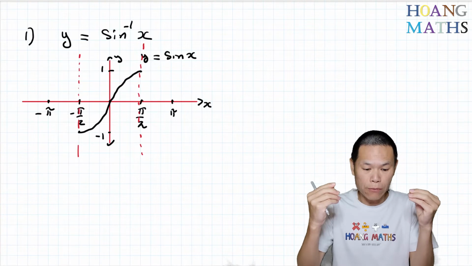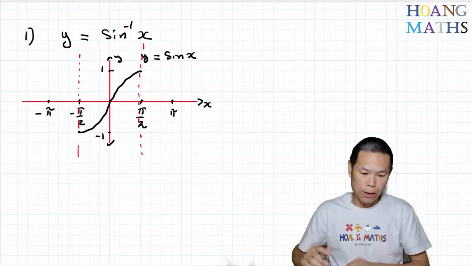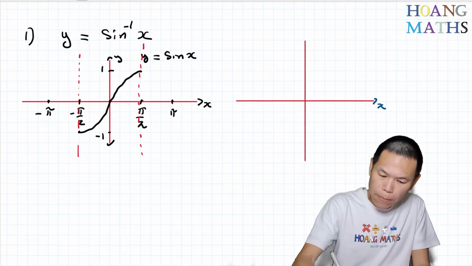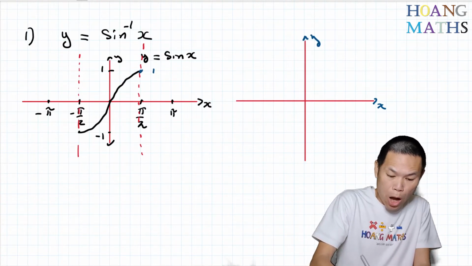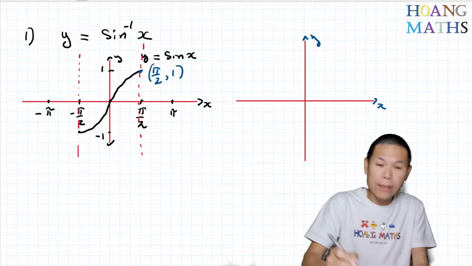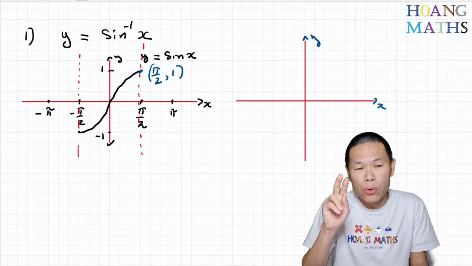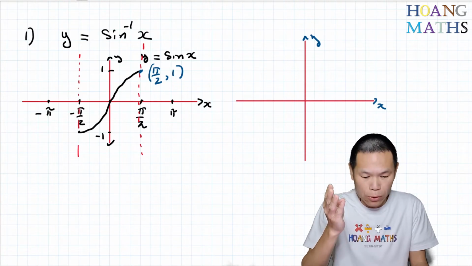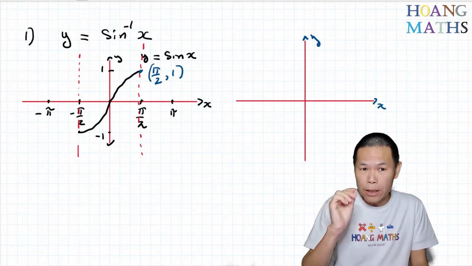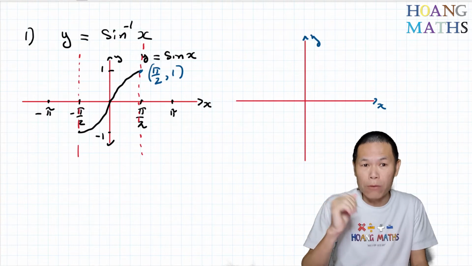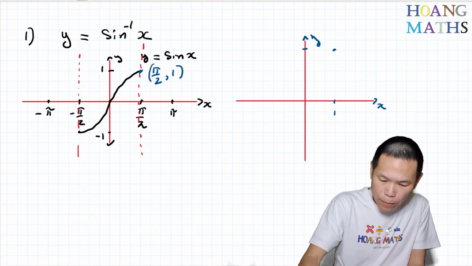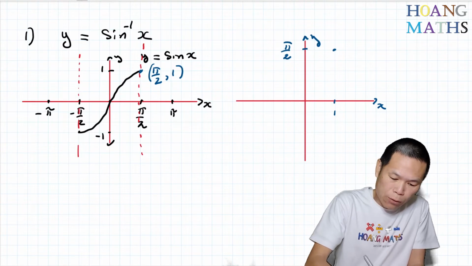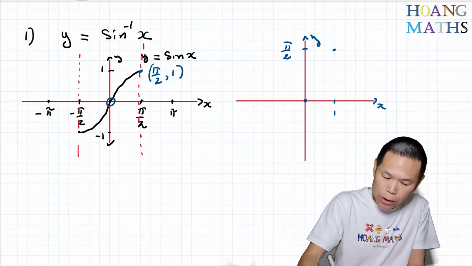Now to graph the inverse of this, let me just draw the axis first. And we have x here and this is y here. Now at this point here, this is pi over 2, 1, right? So for inverse functions, we just switch the y values and the x values. So pi over 2, 1, the inverse of this becomes 1, pi over 2. So let me just write 1 here. And this is pi over 2. And this is 0, 0. So it switches around, still the same.